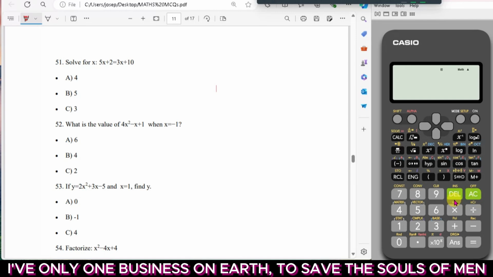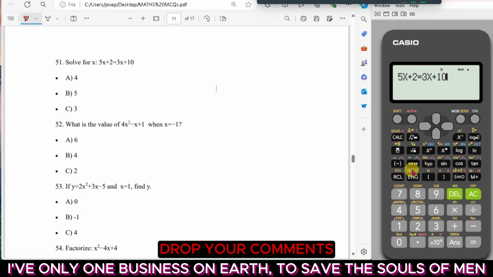But let's keep it in the calculator. So we have 5x plus 2 equal to 3x plus 10. Then solve. And your answer is what? 4. So the correct answer here is A.